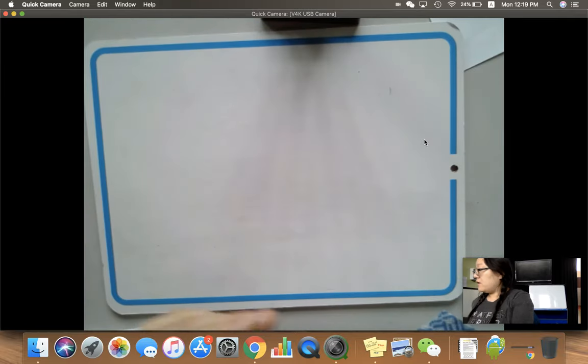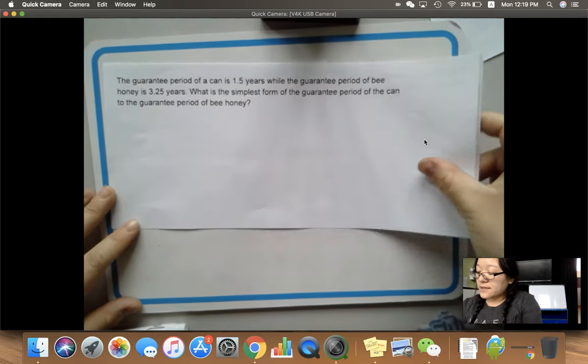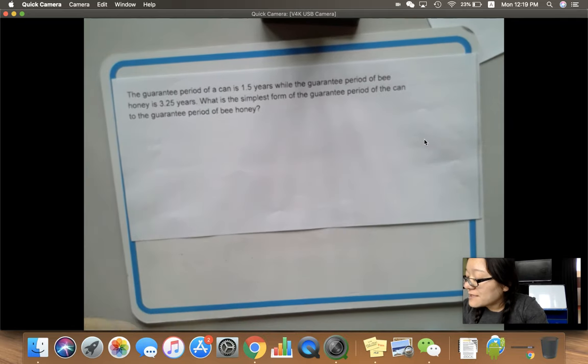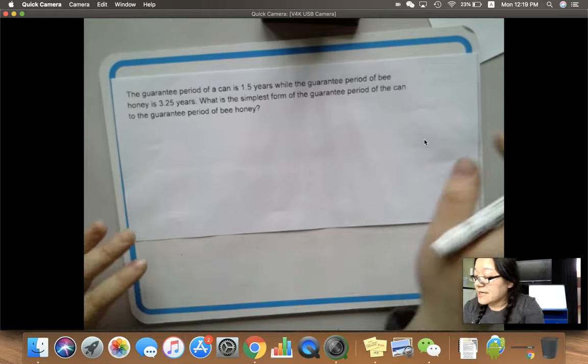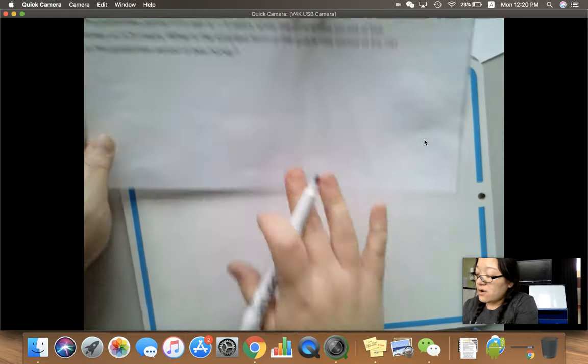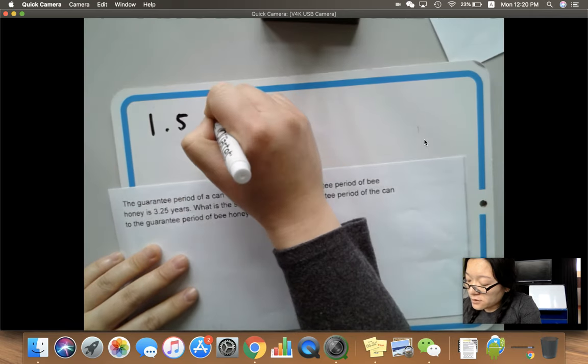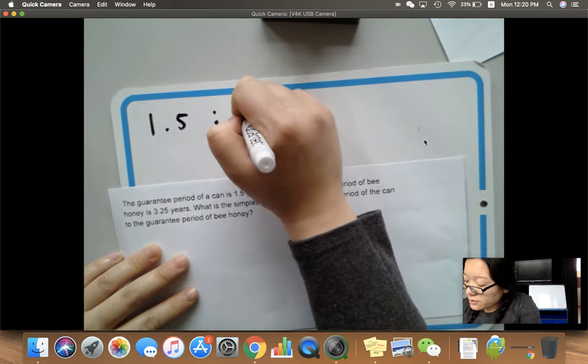Let's have a look at another one. The guarantee period of a can, so the best before period of a can, is 1.5 years, while the guarantee period of bee honey is 3.25 years. What is the simplest form of the guarantee period of the can to the guarantee period of bee honey? So the ratio we are looking at is 1.5 to 3.25.